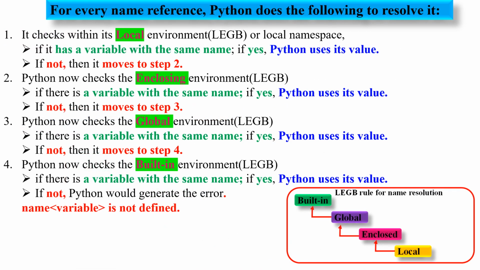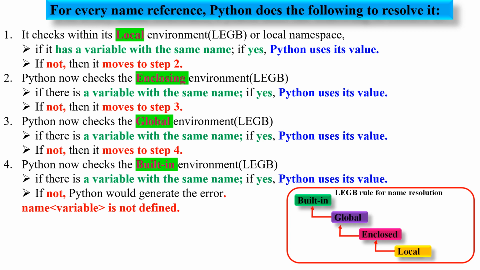For every name reference, Python does the following to resolve it. Step 1. It checks within its local environment, LEGB, or local namespace, if it has a variable with the same name. If yes, Python uses its value. If not, then it moves to step 2. In step 2, Python now checks the enclosing environment, LEGB, if there is a variable with the same name. If yes, Python uses its value. If not, then it moves to step 3. In step 3, Python now checks the global environment, LEGB. If there is a variable with the same name, if yes, Python uses its value.